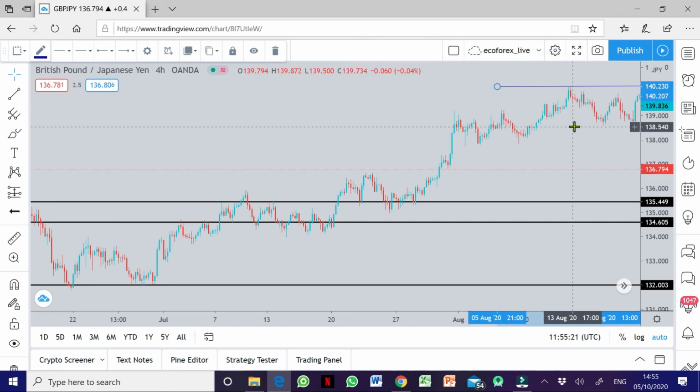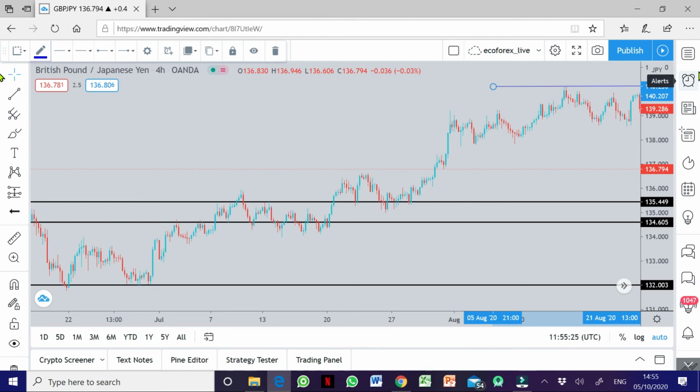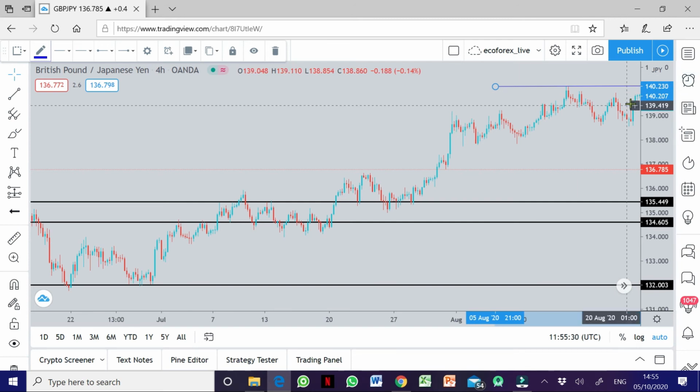If it goes up to that point, I'm gonna take a trade. Yeah, let me take a sell trade from here, from this place. Long sell position. My stop loss will be exactly at 141. My take profit will be at this point, 135. I'm in.